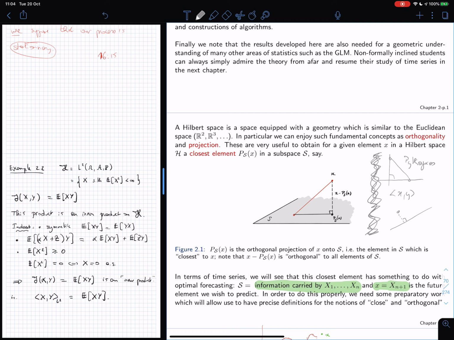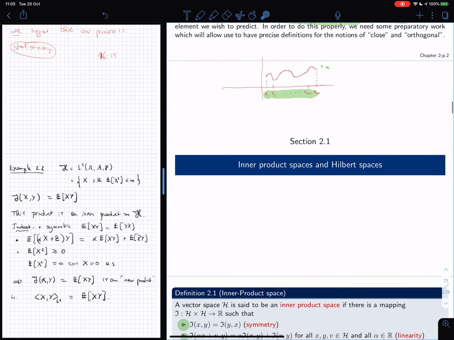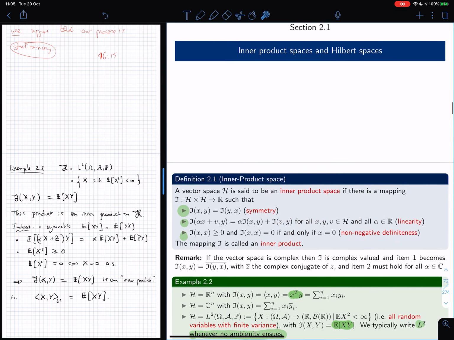And the idea is to generalize these notions to an abstract framework called Hilbert geometry, Hilbert spaces, in which we can do exactly what you already know how to do, but in a very, very abstract framework, which will then allow us to enjoy Pythagoras and the likes, but also for random variables, random vectors, and processes. So this is basically the objective of this chapter here. So to start with, we need a few definitions.